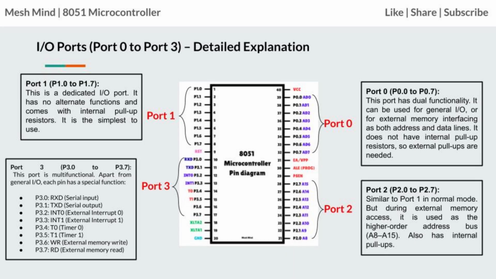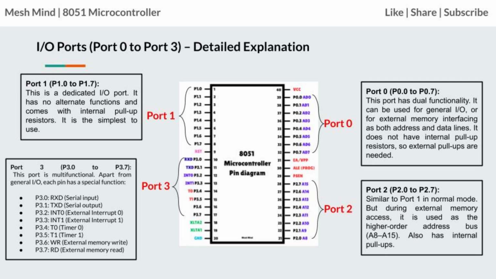Then IO ports, port 0 to port 3. Detailed explanation. The 8051 has 4 ports: port 0, port 1, port 2 and port 3. Each port is 8 bits wide and all ports can be used for input and output. Port 0, P0.0 to P0.7. This port has dual functionality. It can be used for general input-output or for external memory interfacing as both addressing and data lines. It does not have internal pull-up resistors, so external pull-ups are needed.